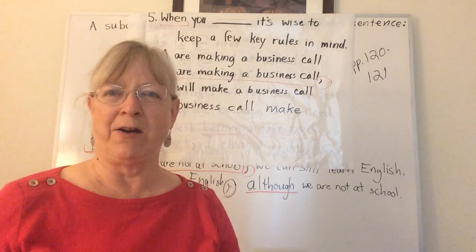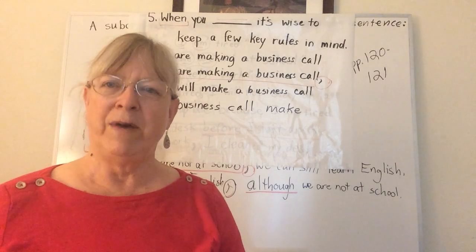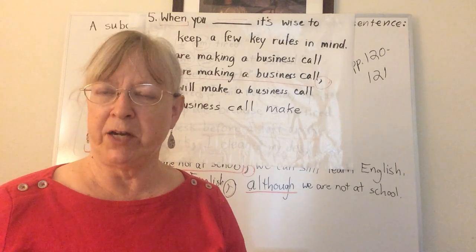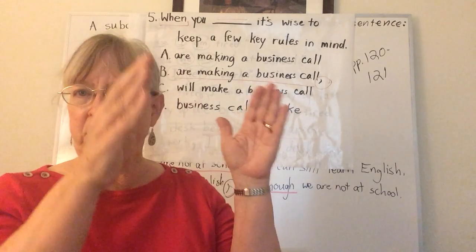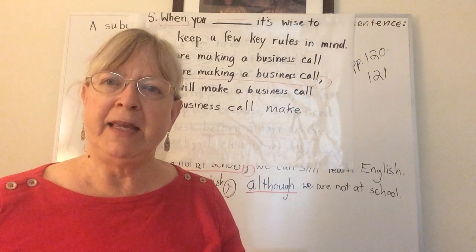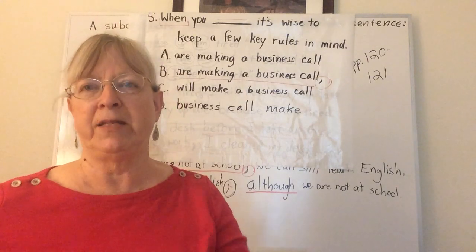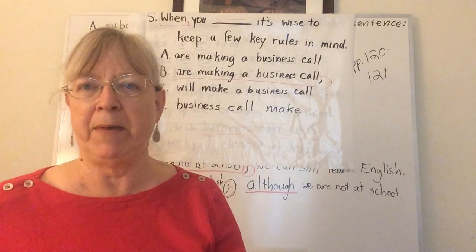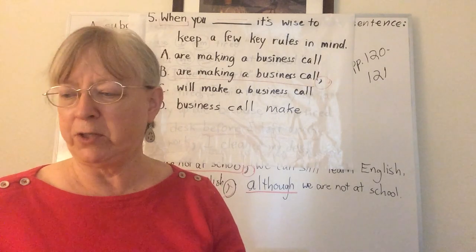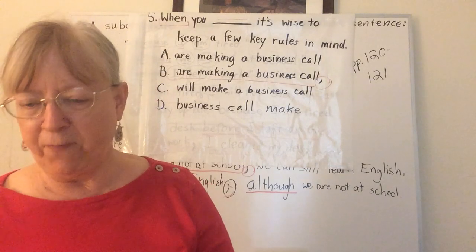Okay, remember when I talked about the rules? When a sentence begins with a subordinating conjunction, then you know that that clause is going to need a comma after it. And when the coordinating conjunction comes in the middle of the sentence, you don't need a comma. That rule is going to help you very much on these three questions. So let's look at number 5.